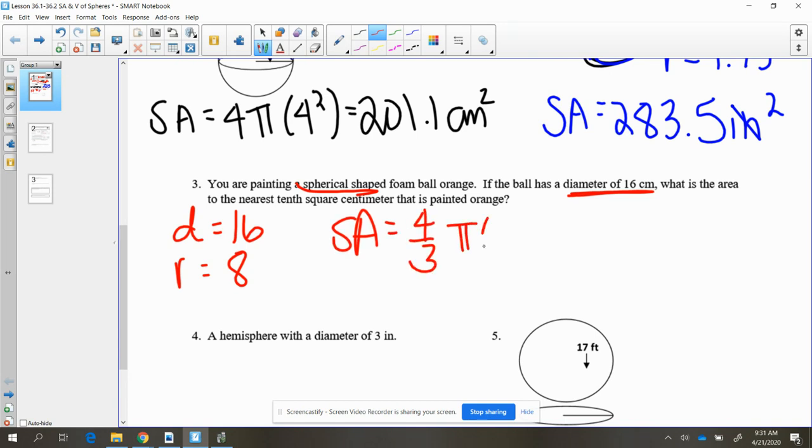4/3 times pi times the radius squared. You should have gotten 804.2 centimeters squared.